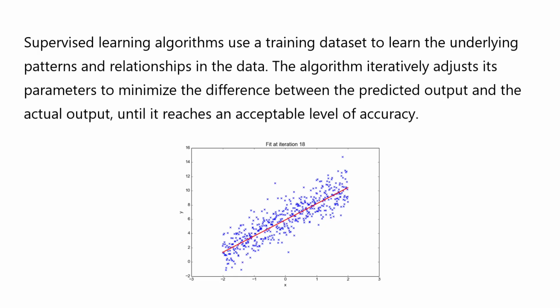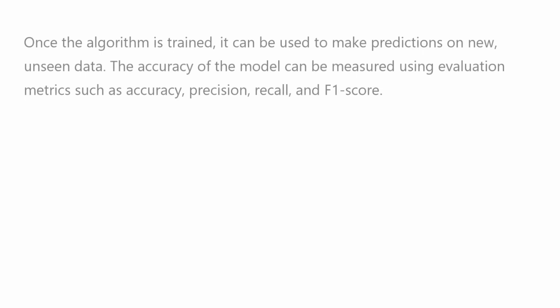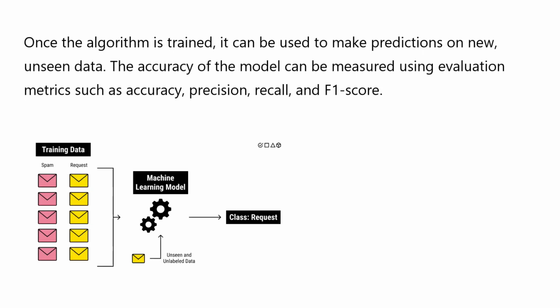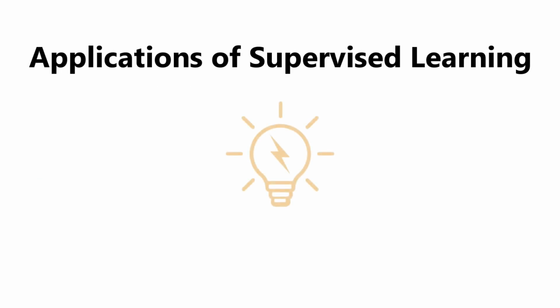The algorithm iteratively adjusts its parameters to minimize the difference between the predicted output and the actual output until it reaches an acceptable level of accuracy. Once the algorithm is trained, it can be used to make predictions on new unseen data. The accuracy of the model can be measured using evaluation metrics such as accuracy, precision, recall, and F1.